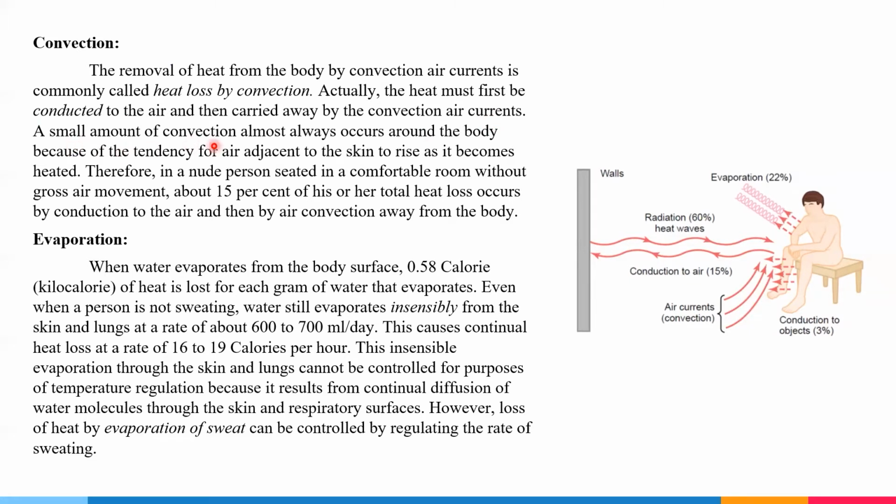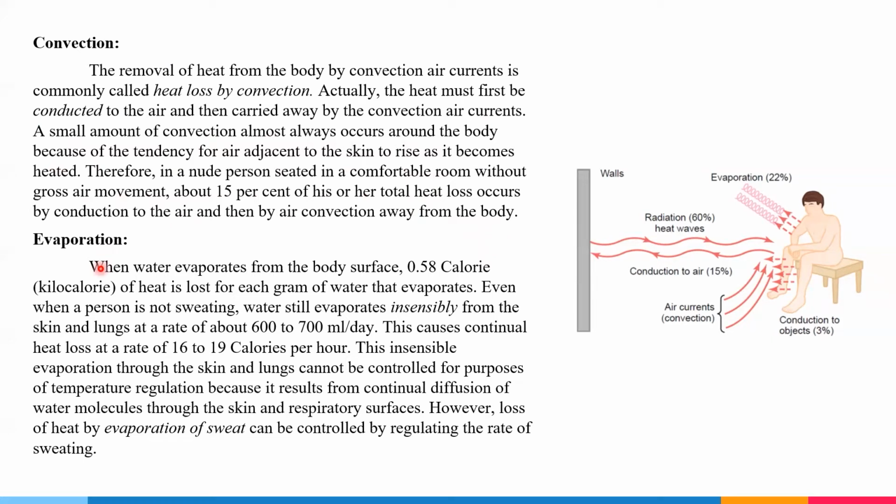A small amount of convection almost always occurs around the body because of the tendency for air adjacent to the skin to rise as it becomes heated. Therefore, in a nude person seated in a comfortable room without gross air movements, about 15% of his or her total heat loss occurs by conduction to the air and then by air convection away from the body.